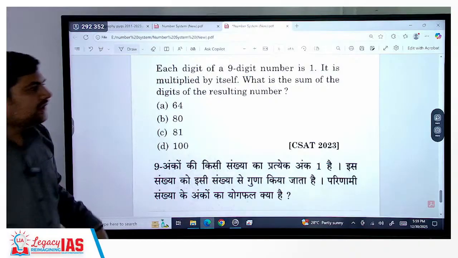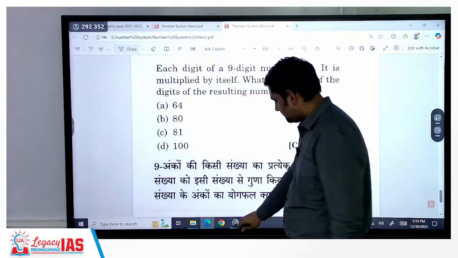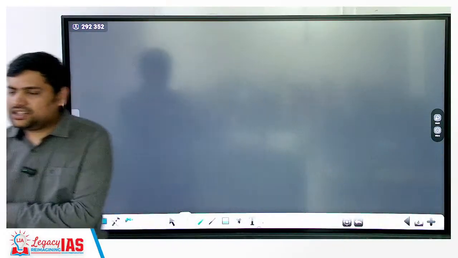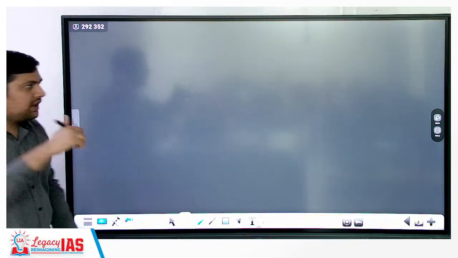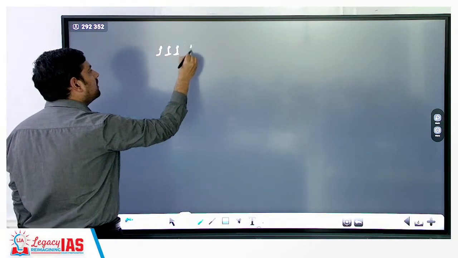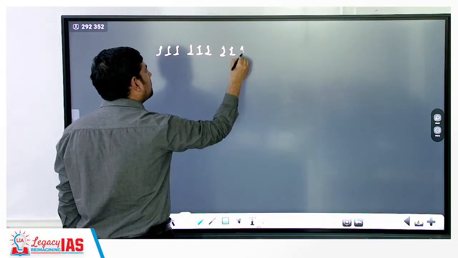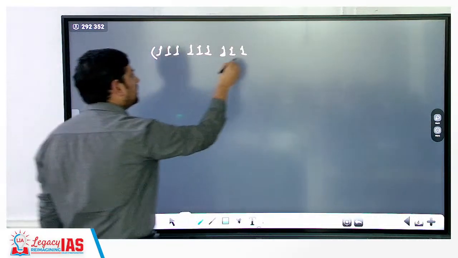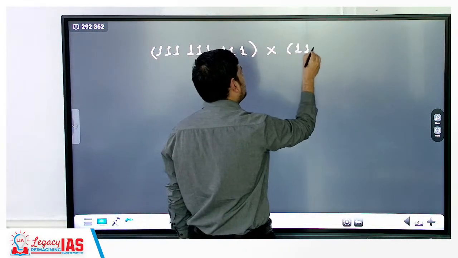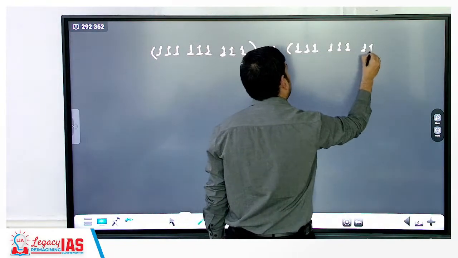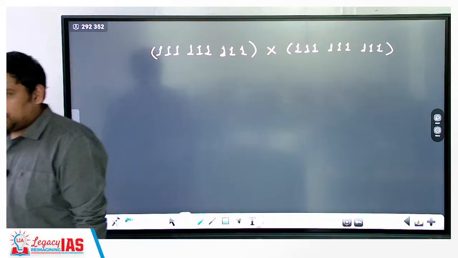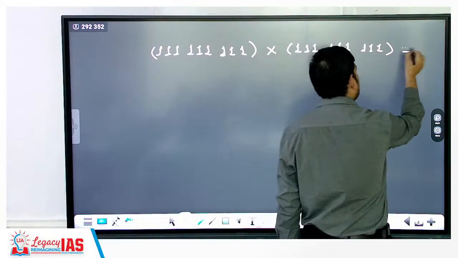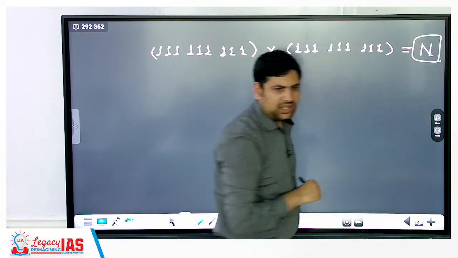Got it? Okay. Now see. The question says that 9 times they have written 1. So that is like this: 1 1 1 1 1 1 1 1 1. Slowly the 1 is getting worse. 1 1 1, 9 times. This is multiplied by 1 1 1 1 1 1 1 1 1. Correct? So this and this get multiplied. Then you get some very big number.